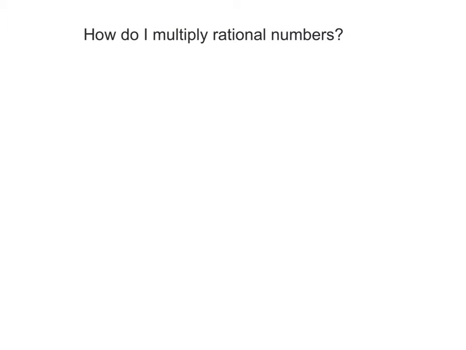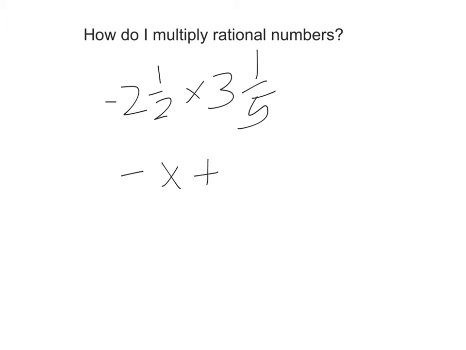In this lesson, we're going to talk about how to multiply rational numbers. So let's consider this multiplication sentence: negative 2.5 times 3 and 1/5. When we think about it, we just think, what's the rule for multiplying signed numbers? If I had a negative times a positive, that would equal a negative. So I know that my answer, my product here, is going to be a negative number.